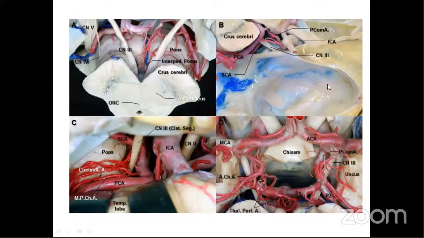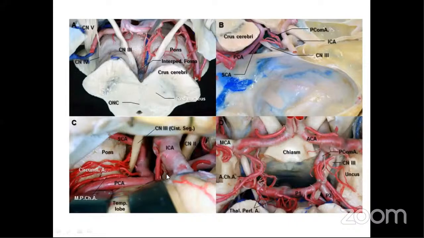In the next picture, we can see the association of the oculomotor nerve with the posterior cerebral artery and superior cerebellar artery. We can see cranial nerve 3 arising from the interpeduncular fossa and going anteriorly while being in between the posterior cerebral artery and superior cerebellar artery, and its close relation to the PCOM artery as well. Here we can see this is the ICA giving off the PCOM artery joining the PCA here. So this is cranial nerve 3 and this is the PCOM artery. It is an important relation to remember.